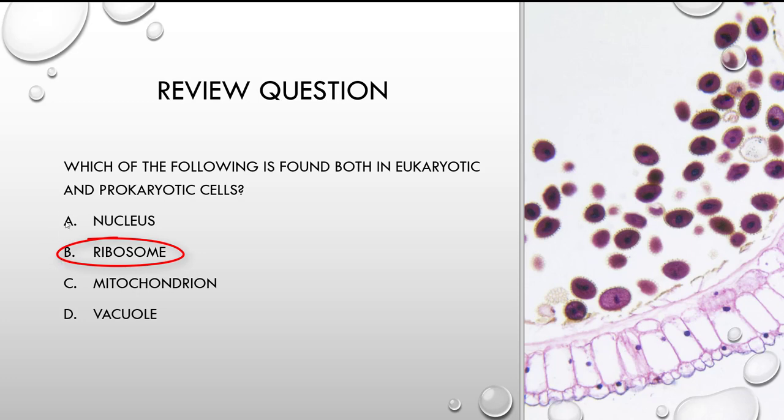The nucleus is found in eukaryotic cells. Mitochondrion found in eukaryotic cells. Vacuole is found in eukaryotic cells. Central vacuole, plant cells, which is a eukaryotic cell.